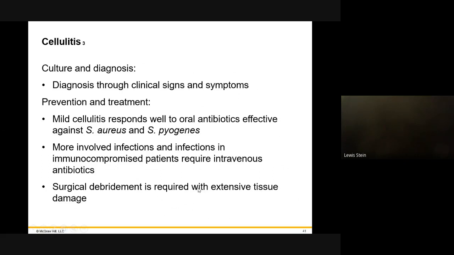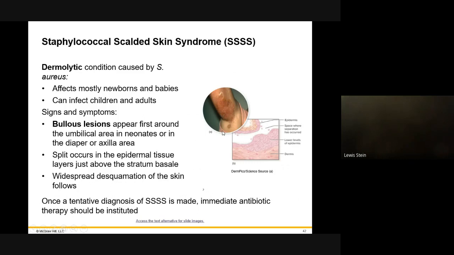So it depends on how extensive it is, how you would treat it. And maybe we'll conclude with, may have time for one more. This is the dermolytic one. It affects mostly newborns, can affect adults. The skin would blister and fall off. Obviously, this does not appear to be a newborn. It would separate the epidermal dermal junction.